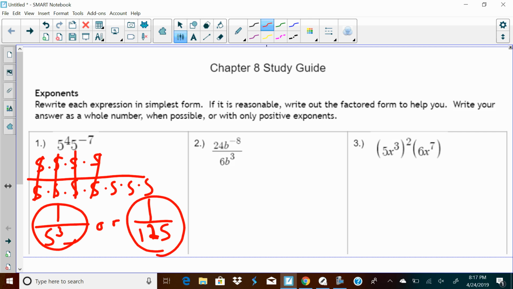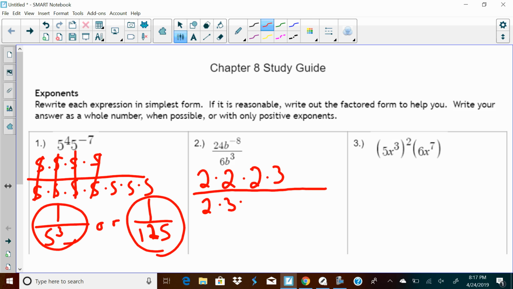Okay. Problem number 2 is 24b to the negative 8th over 6b to the 3rd. So the top, I'm going to write 24 out in factored form just to help us simplify it. So it's 2 times 12, which is 2 times 6 times 2 times 3. Then the bottom is just 2 times 3.